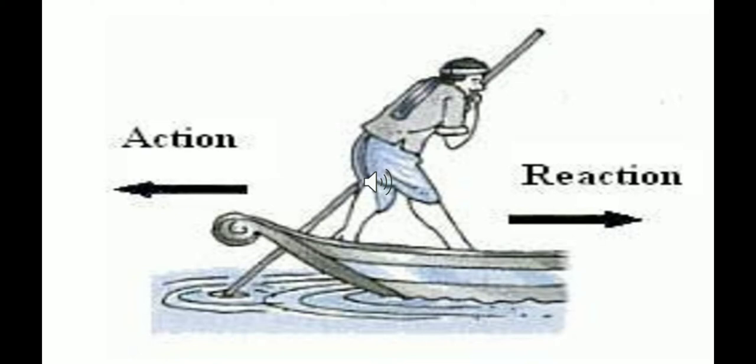Now, we all have seen this, we all have experienced this some time or other in our life. When we are on a boat, the person who is moving the boat always rows in the opposite direction to the one in which we have to move. So he is doing an action, rowing the oar in the opposite direction, and what is the reaction? The boat is moving in the opposite direction to that in which he is doing the action. So this is a very good example of action and reaction following Newton's third law.